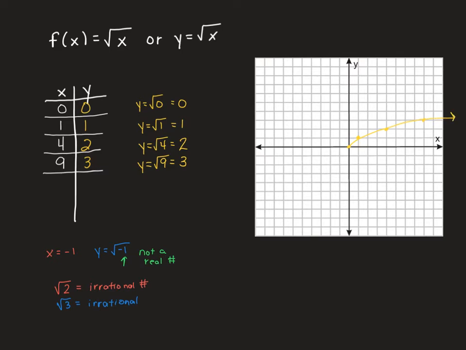Now, let's talk about the domain and range really quick. So if we're looking at our x values, our smallest x value is right here at 0. And then all of our values are headed to the right toward infinity. So the domain of this function is from 0 to infinity, and we use a bracket because 0 is included.